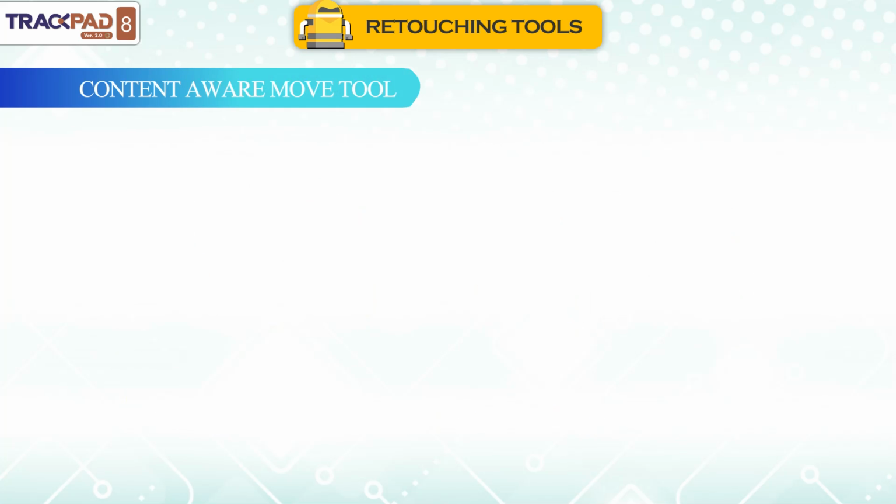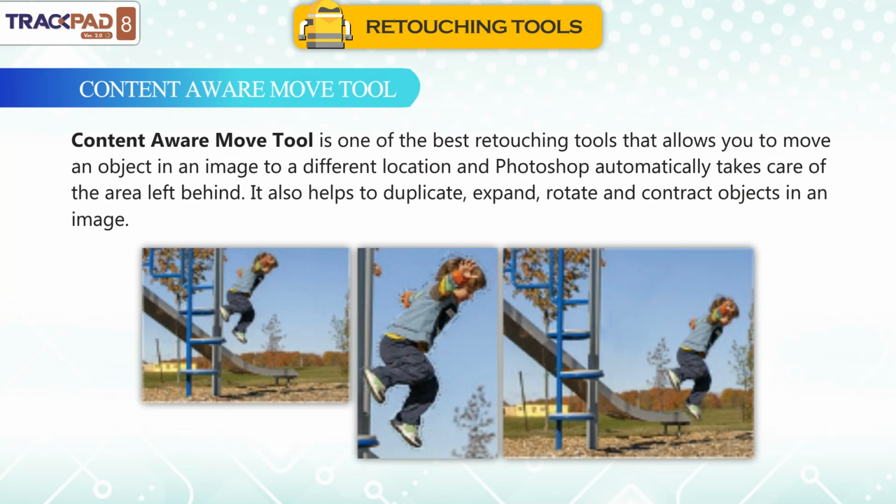Content Aware Move Tool. Content Aware Move Tool is one of the best retouching tools that allows you to move an object in an image to a different location, and Photoshop automatically takes care of the area left behind. It also helps to duplicate, expand, rotate, and contract objects in an image.